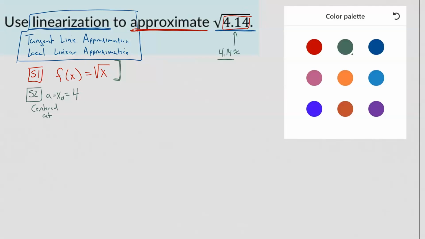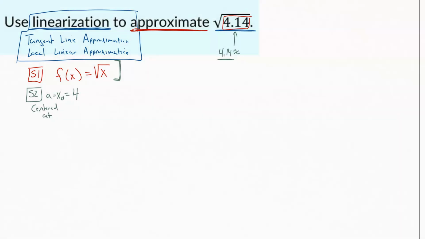Now we get into step 3 of the process. Step 3 of this process is just like finding the equation of a tangent line. That's all we're really doing here. They wrap it in some different language, but it's still the same thing. Sometimes they like to use this, create a linearization equation.